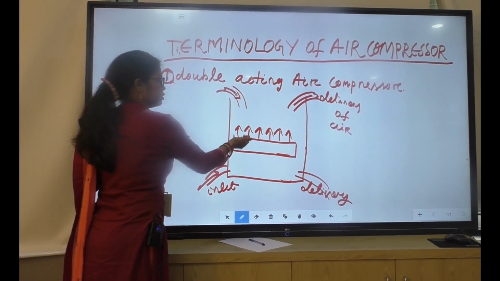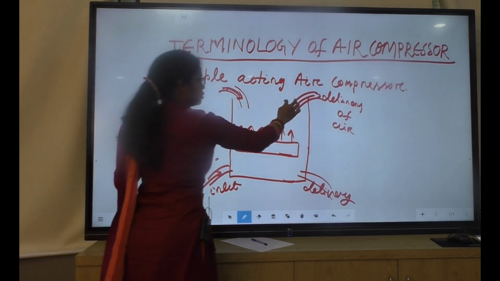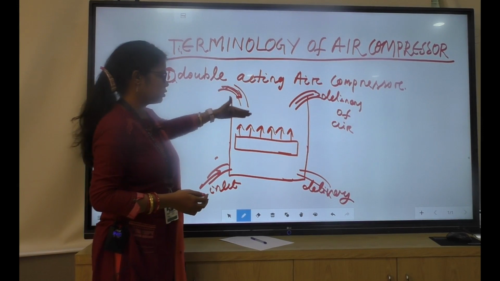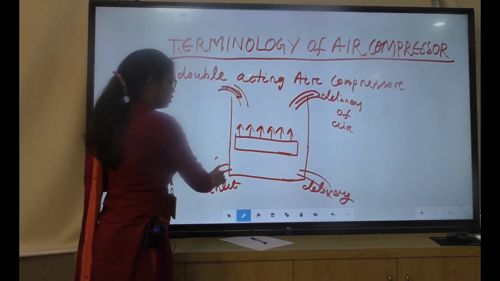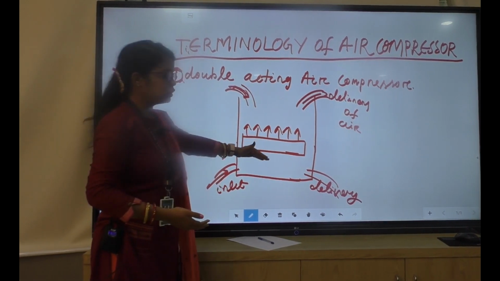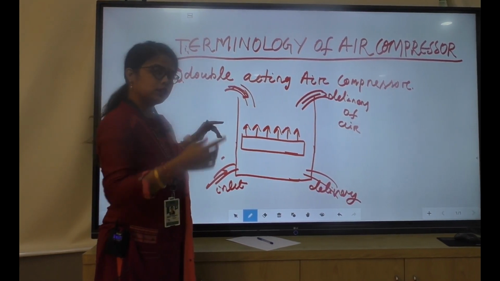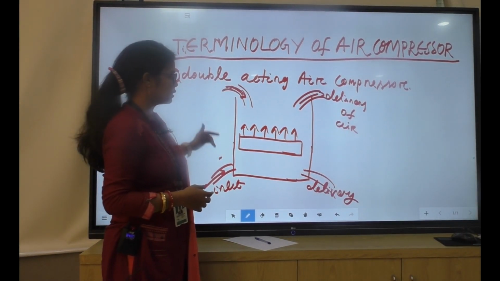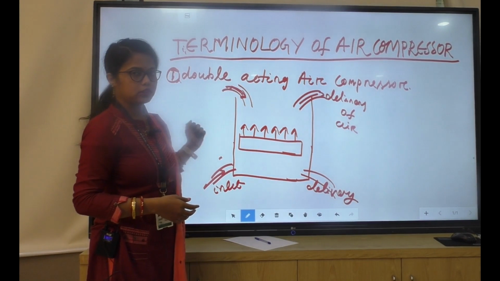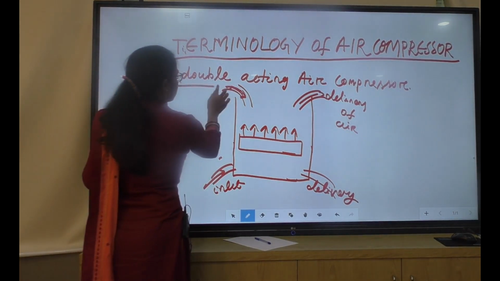When the piston is moving upward, the suction process, compression process and delivery process are happening at this side, and when the piston is moving downward, again the compression process is happening at the downside of the piston. That means, in one revolution, at both sides of the piston, suction, delivery and compression are happening. That is why it is called as double acting air compressor.